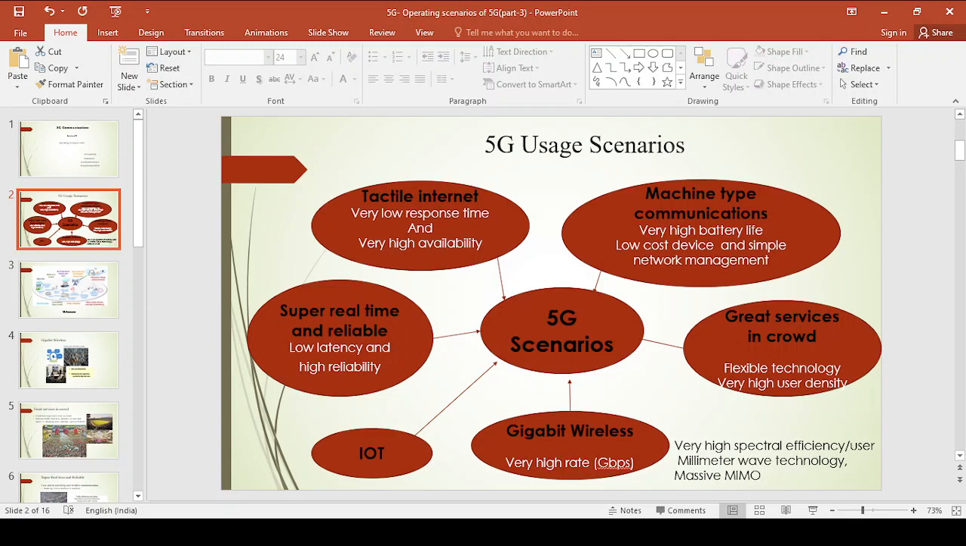What is machine type communication? Here the communication is between machine to machine only. There is no interference of the user or of a human being. Now this machine type communication has some features.